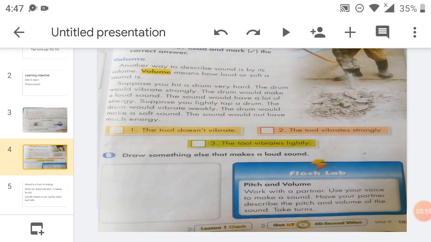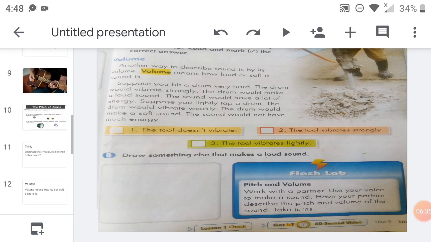Okay. Question number 8. Draw something else that makes a loud sound. So in the given box, you have to draw anything that makes a loud sound. But you can draw over here. Think about it for a while. Okay, let me tell you. You may draw any animal that makes a loud sound. Which animal can you draw? Yes, you can draw a lion. You may draw an elephant. You may draw any vehicle over here, like an engine or an ambulance. You may draw any machine over here as well. Okay, and one machine is shown in the above picture.